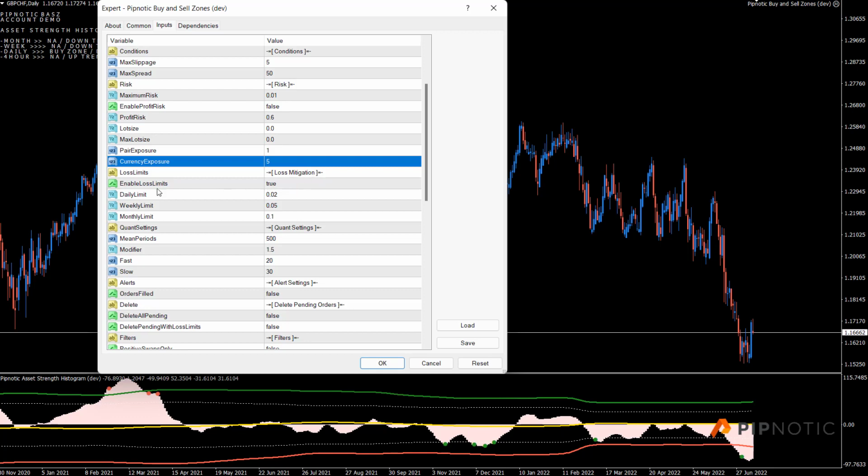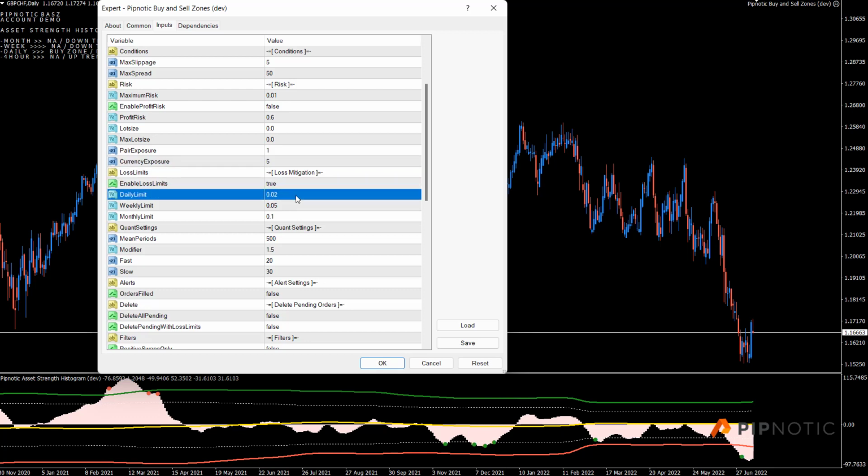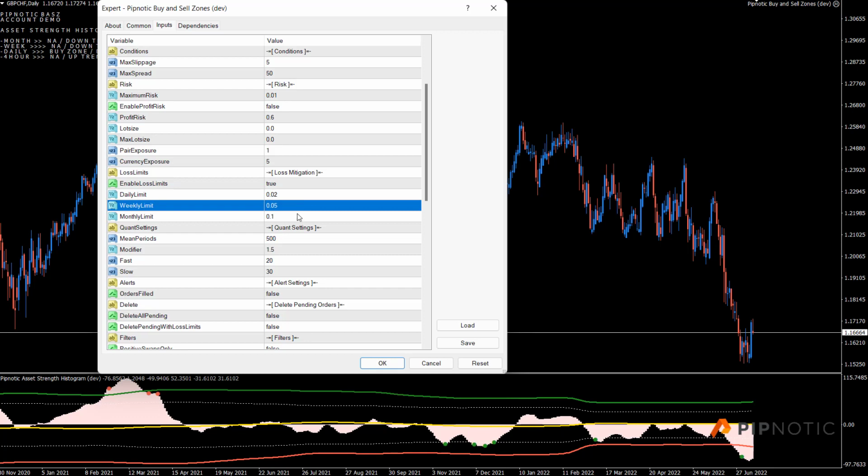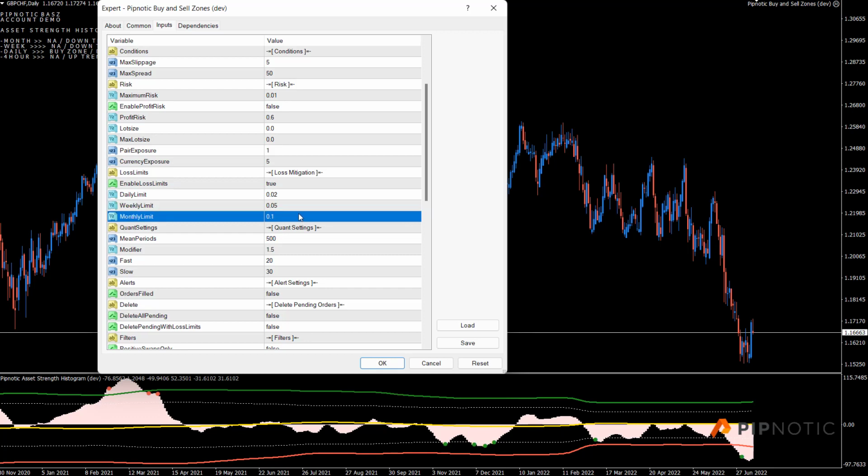Okay, loss mitigation. When this is set to true, it'll make sure that you have not lost more than 2% per day, 5% a week, 10% per month. And if at any time any of these loss limits are reached, it will delete all of the pending orders that you have set. If this is set to false, then it won't; it'll ignore this.